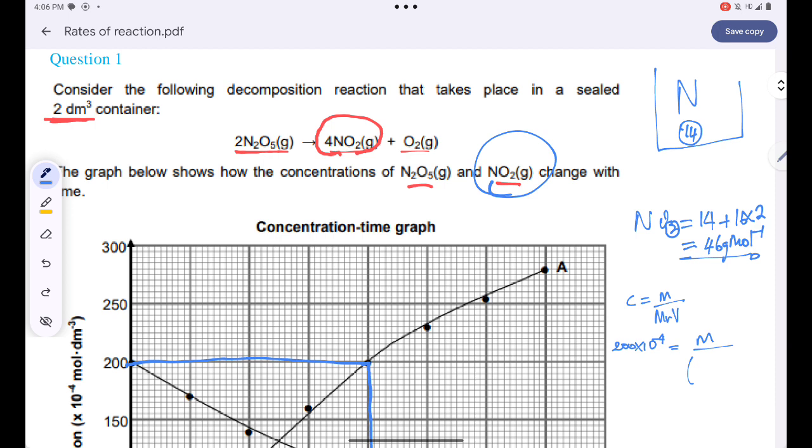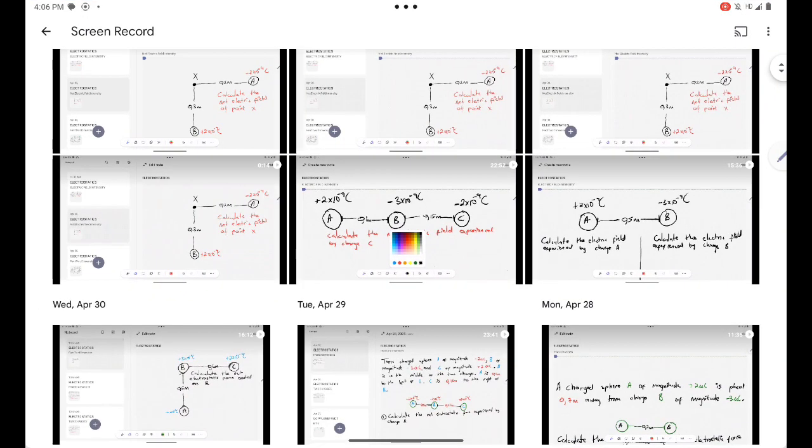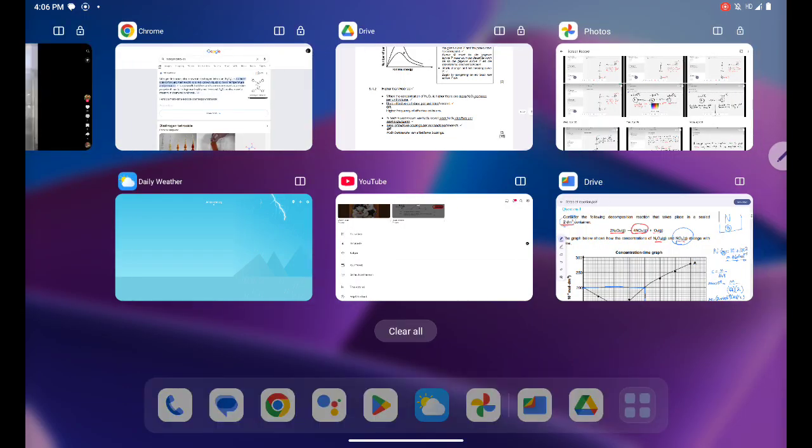Are you together? So now all I have to do is substitute to calculate the mass of nitrogen dioxide at 400 seconds. That's 46 grams per mole. The volume I was given was 2 cubic decimeters. So the mass is 200 times 10 to the power negative 4 multiplied by 46, also multiplied by 2.